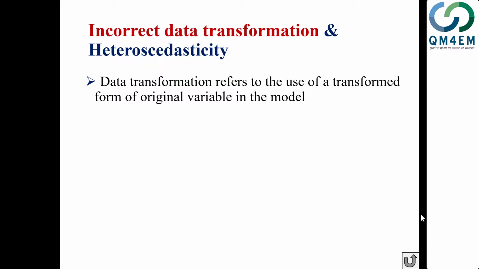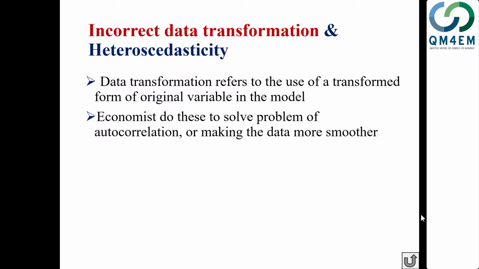Now, econometricians, or economists, use these transformations to solve a problem of autocorrelation, which we are going to study next week, most of the time, or to make the data smoother. So if I put it in simpler words, data transformation is a way of transforming your original variable to a new form. For example, instead of using the normal variable, we use its lag value or its first difference rather than using the original variable.